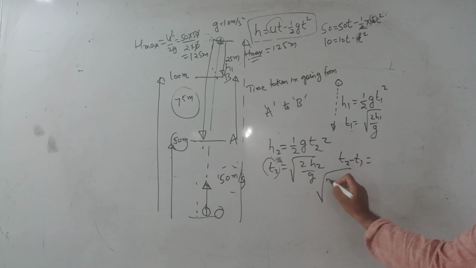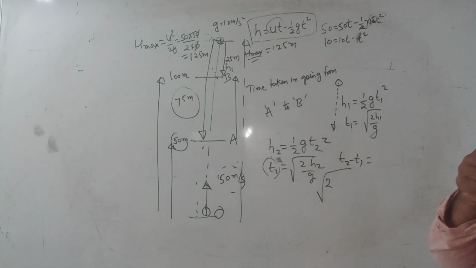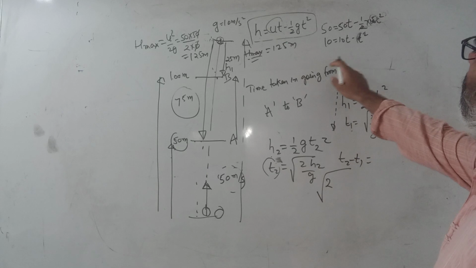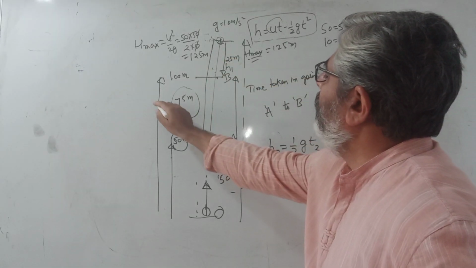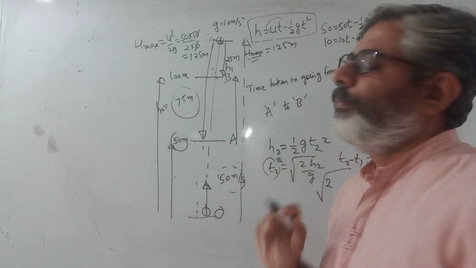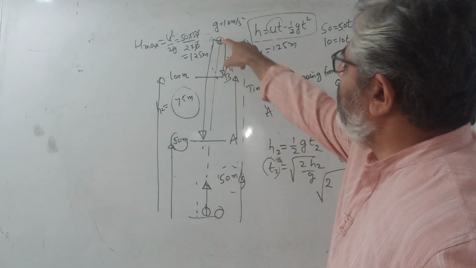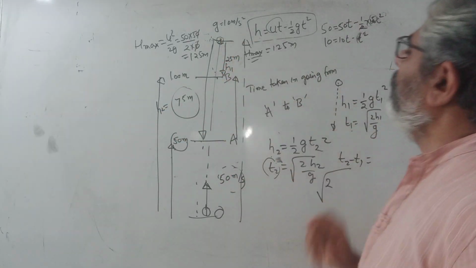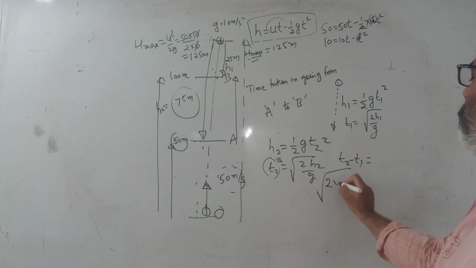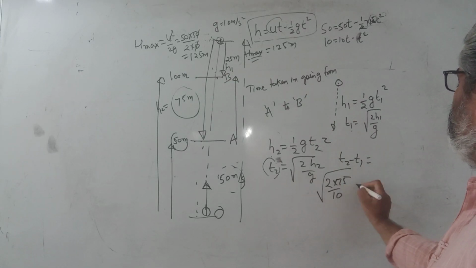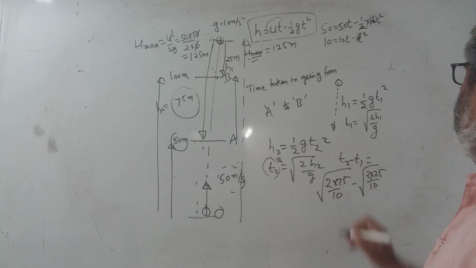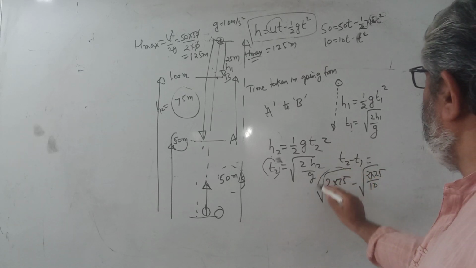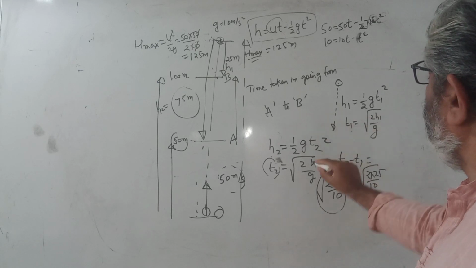इसकी वैल्यू कितनी है? तो h2 आपके पास यहाँ पर हमने लिखा हुआ है, h1 is 25 and h2 equals 75. h2 कौन सी हाइट है? ये वाली. h1 कौन सी है? ये वाली. So you will get root of 2 into 75 by 10 minus root of 2 into 25 by 10. तो ये t2 टाइम आ गया आपका, जिसमें h2 को मैंने 75 लिखा है.